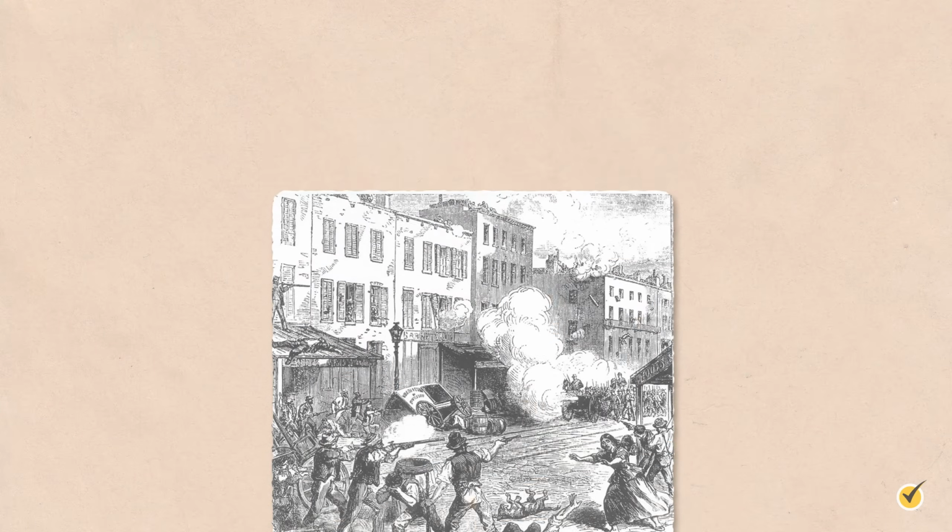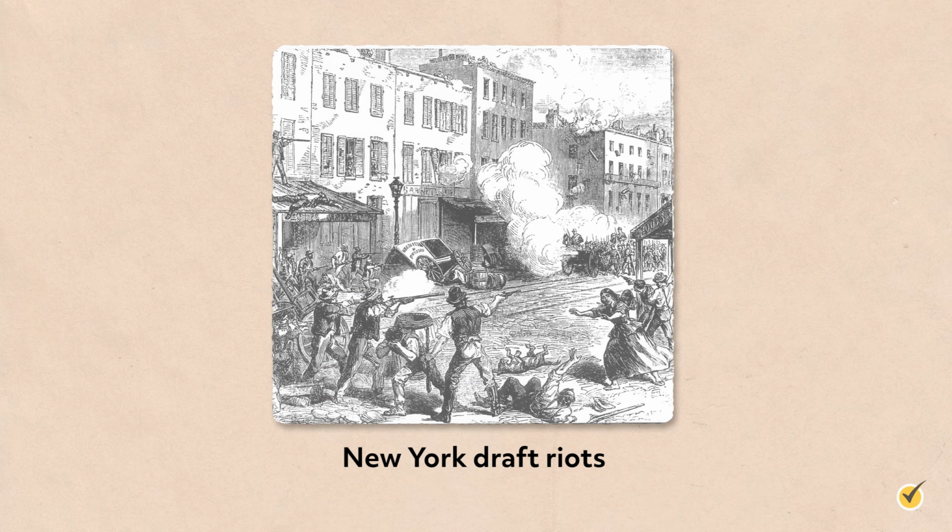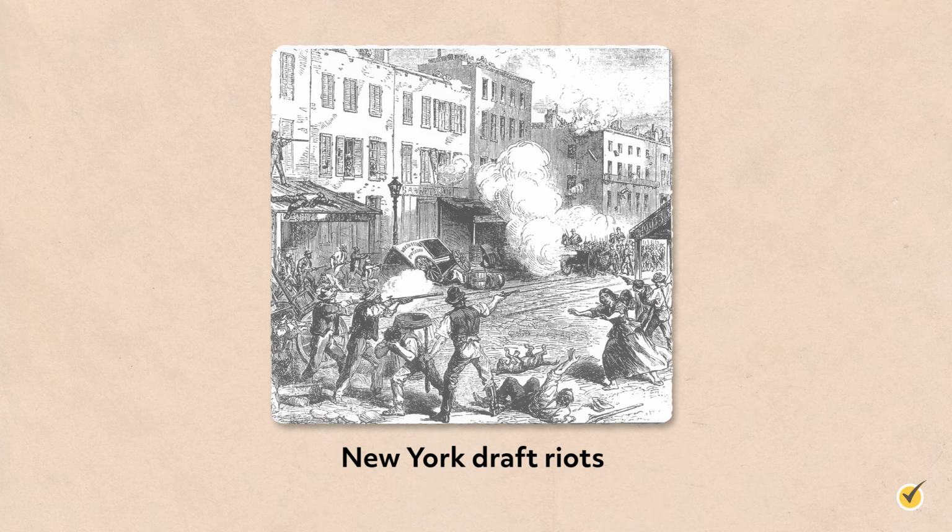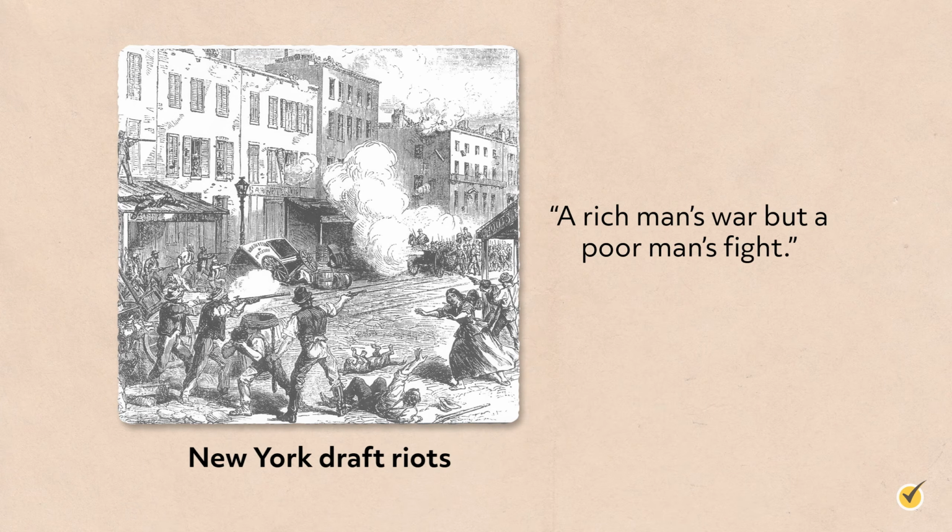Disgusted by the exception which allowed wealthier Northern men to buy their way out of service with a $300 payment, draft riots broke out in New York in July of 1863. The slogan of the rioters was that it was a rich man's war, but a poor man's fight.